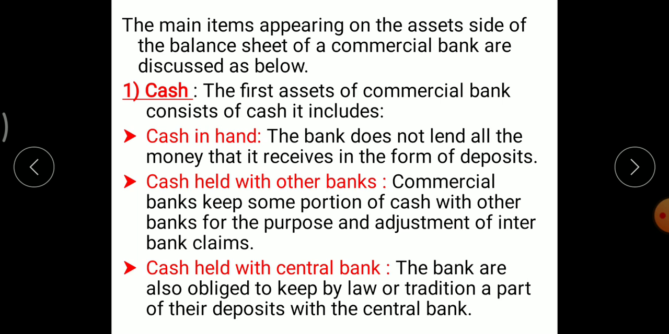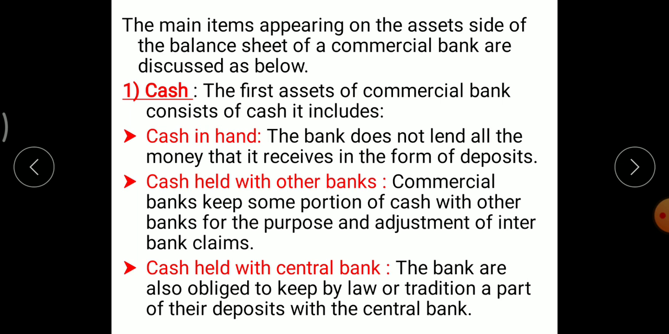Second, cash held with other banks. Usually a commercial bank keeps some portion of cash with other banks for the purpose of adjustment of interbank claims. So cash held with other banks is considered as cash because it can be withdrawn to meet the liabilities of the bank. And the next one is cash held with the central bank.